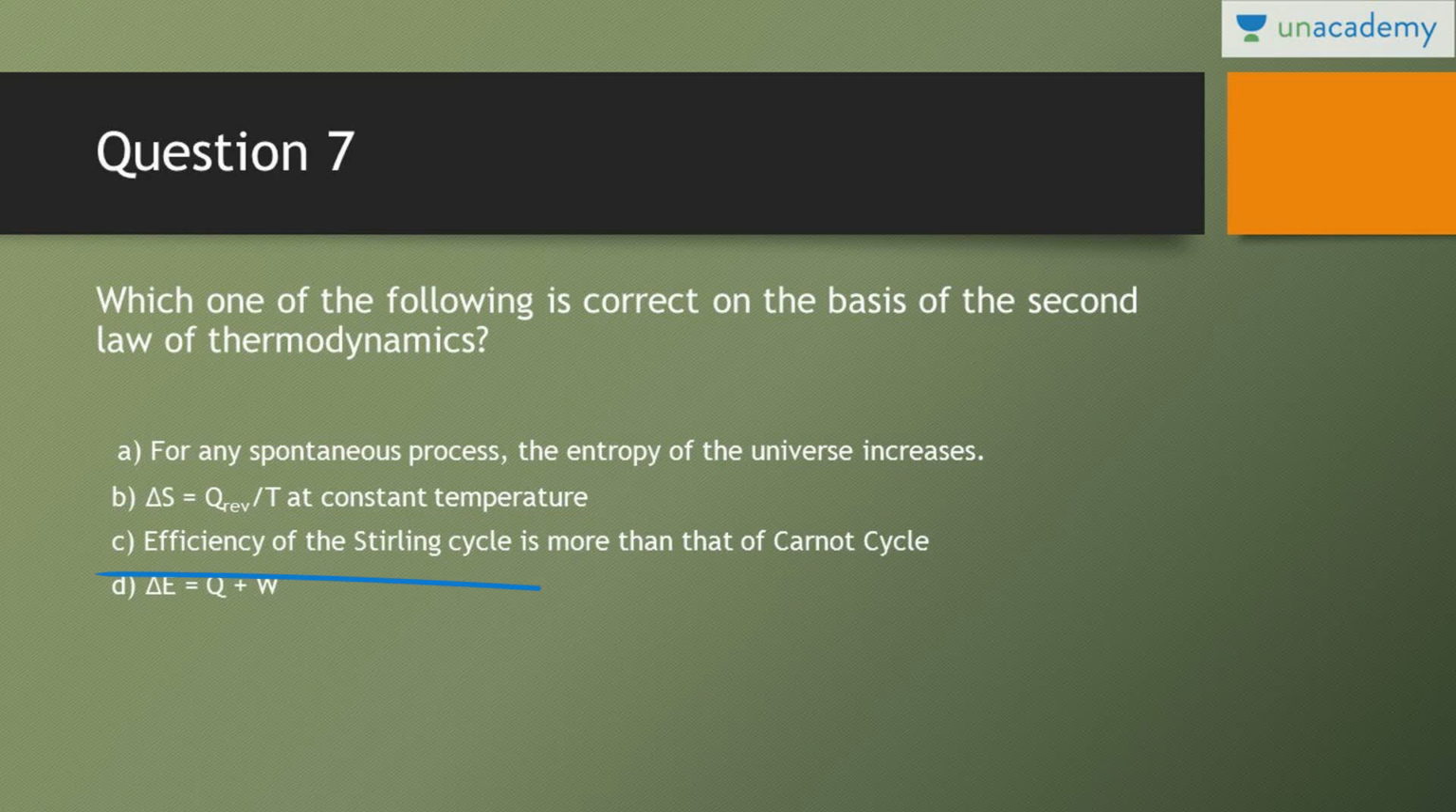Efficiency of the Stirling cycle is more than that of the Carnot cycle. No. Always remember the efficiency of the Carnot cycle is maximum. Del E is equal to Q plus W. No, it is not correct. Del E is equal to Q minus W. So the answer for this question is A.